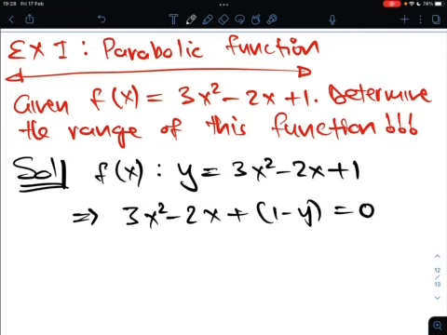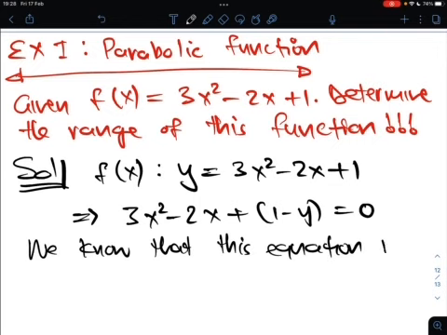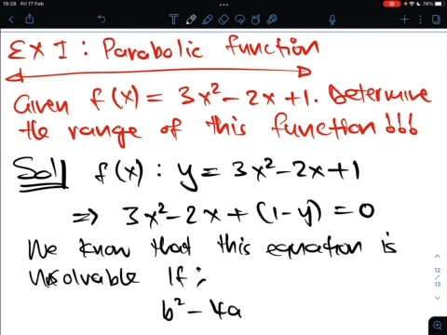So, we know that this equation is unsolvable if b squared minus 4ac is less than 0. So we know that what we call a quadratic equation, this is the nature of the roots thing that we met in high school. So it's coming back now. So we know that an equation like this one can have unreal solutions or cannot have solutions every time when the discriminant is less than 0.